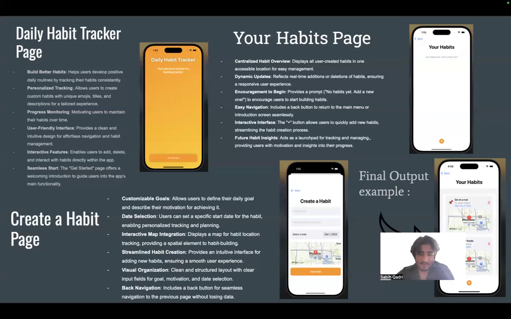And then interactive map integration. It displays a map, so you will see it at the bottom here. The map shows where specifically you are when you're adding the habit. So when you're adding the habit, whether you're in Scottsdale, Phoenix, or anywhere in Arizona, it has a specific location.